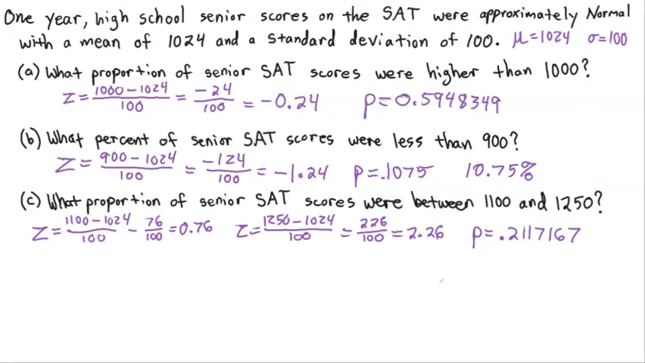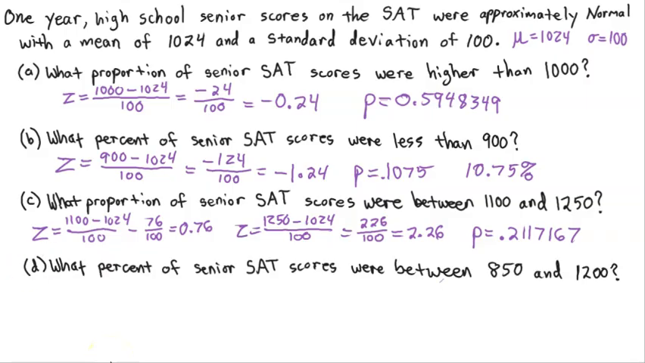Let's do one more example. All right, here's our last part on this one, part D. What percent? So again, we're going to have to convert this answer into a percent. What percent of SAT scores were between, so we got another between, 850 and 1200. So again, we need two z-scores. Z equals, we need a z-score for 850. So we're going to do 850 minus 1024 divided by 100.